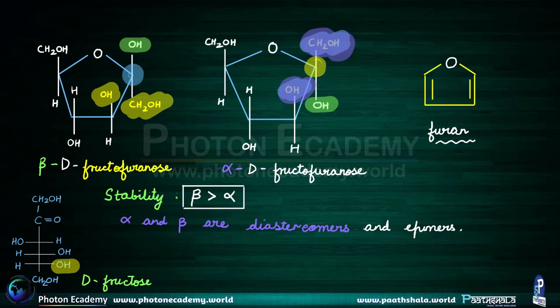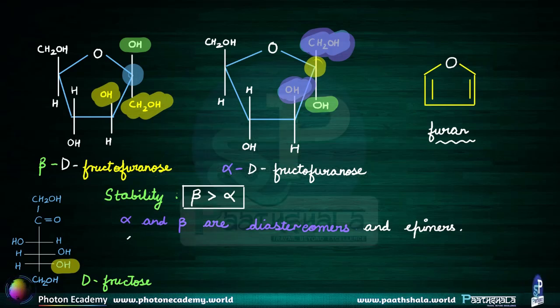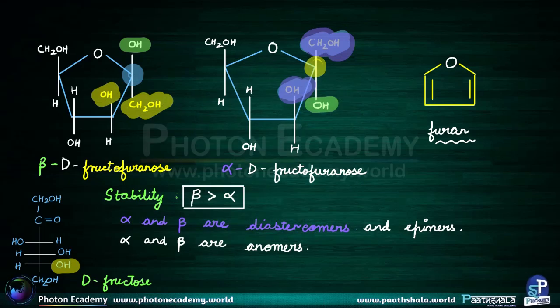Also, we saw in glucose that if these epimers were in a cyclic ring, they were called anomers. So, our alpha and beta are also anomers. Now, we have decided that they are diastereomers, they are epimers, and now they are anomers too. Anomers, just right over here, are nothing but cyclic epimers.